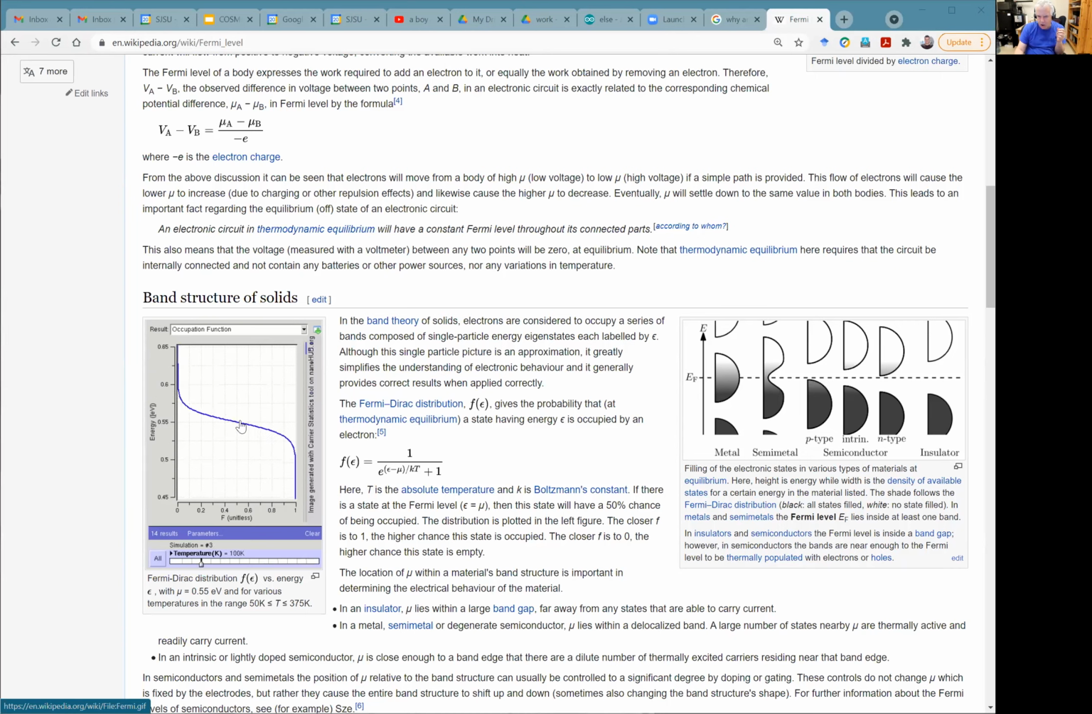Now, what we see here is the occupancy of a uniform density of states diagram, sort of in a metal, for low temperature and high temperature, right? As the temperature goes up, there are more antibonding electrons and fewer bonding electrons. When the temperature goes down, there's more bonding and fewer antibonding electrons.